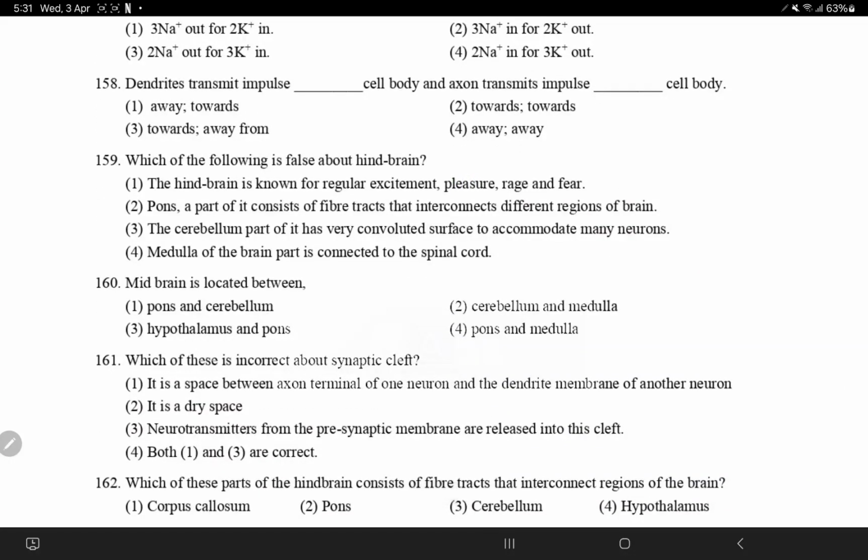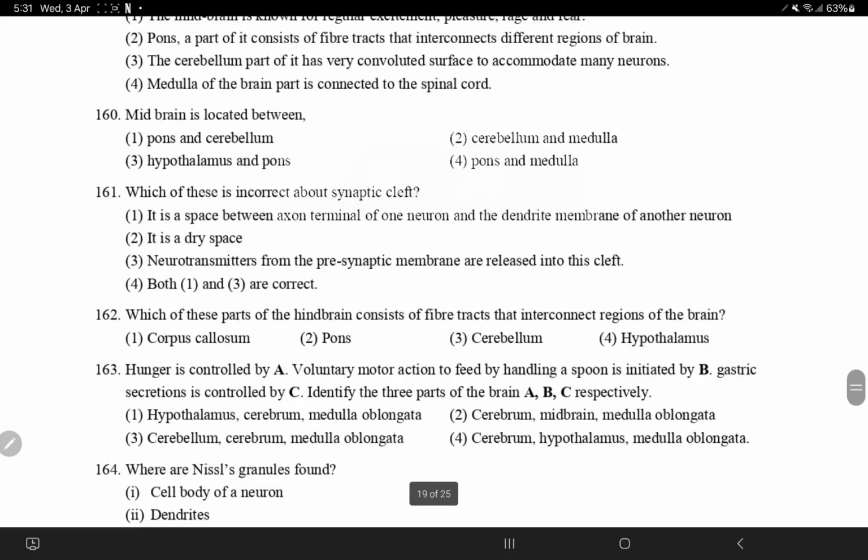Which of the following is false about hindbrain? Hindbrain is known for regular excitement, pleasure, urge. No. Pons consists of interconnected different regions of the brain, right? The cerebellum has a very convoluted surface to accommodate many neurons, right? Medulla of the brain is connected to the spinal cord. The first one is false. That is done by the limbic system, so we have hypothalamus, amygdala, all those things will be there.